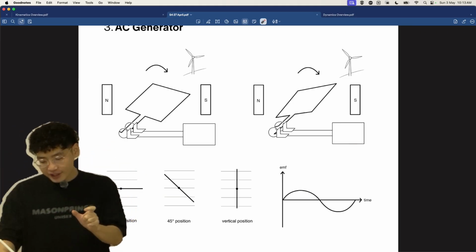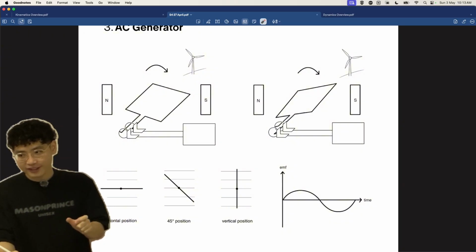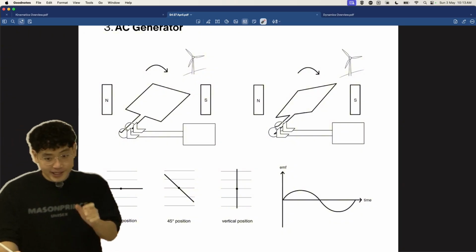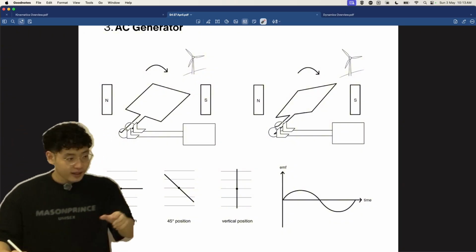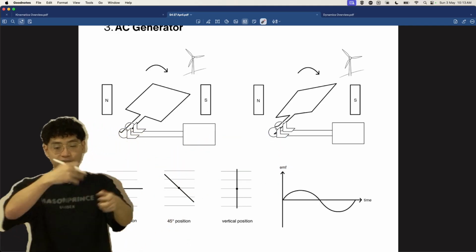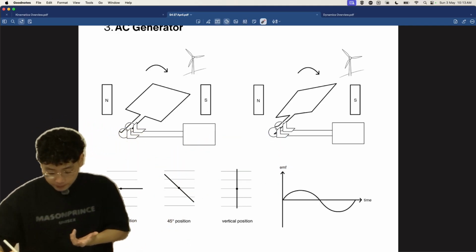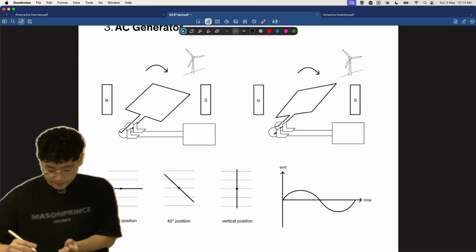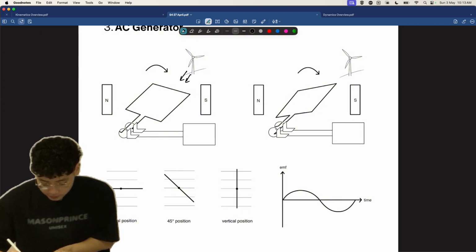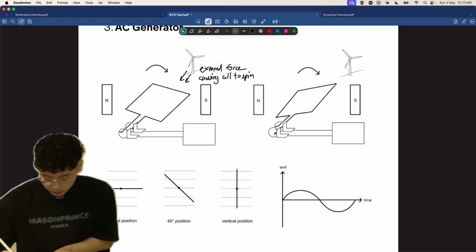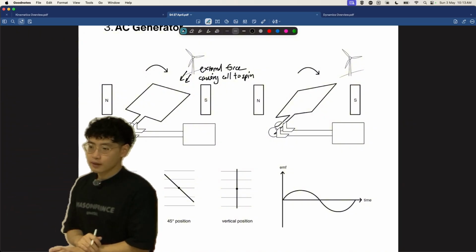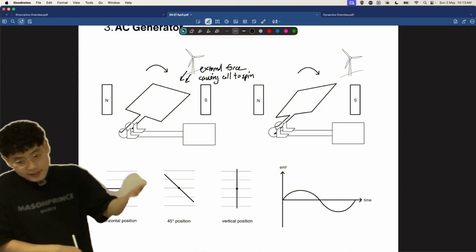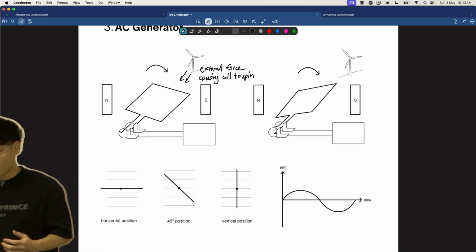The AC generator does not spin on its own. There's an external force that is causing the coil to spin around. That's why I drew the windmill over here. So make a note that for the AC generator, there's an external force causing the coil to spin. Right, there's some guy literally turning the AC generator. It doesn't spin on its own.